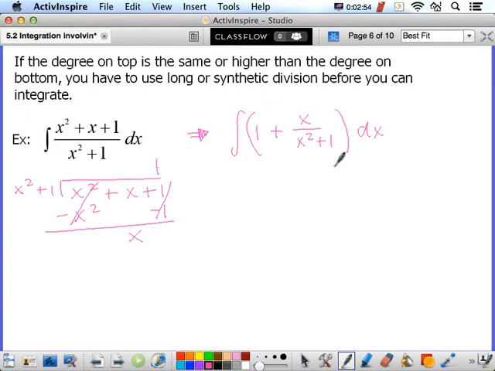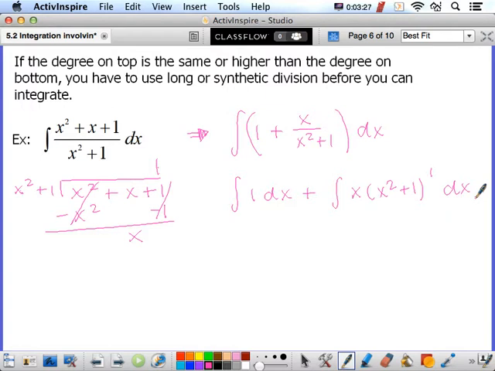Now, because it's split into addition, you can do that as 2 separate integrals. So we are going to integrate 1, and we're going to integrate x over x squared plus 1, but I'm going to pull this to the top. And you're allowed to do that because the higher power is in the bottom. Is everybody okay so far? I know you probably don't like it, but once you do a few of them, it's not that bad.